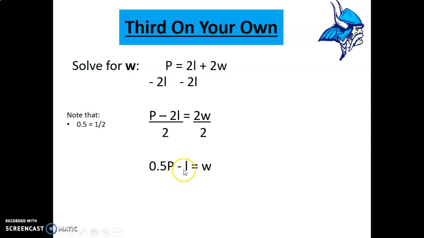So this coefficient in front of the L is really a 1. We don't have to write it. And then 1 divided by 2 is 0.5. But you could have left that as 1/2. So you could have the fraction 1/2 here in front of P instead of 0.5.